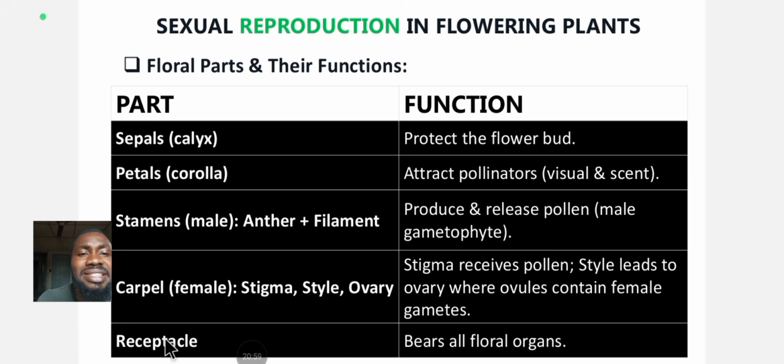All right. The final one we have here is the receptacle. And the receptacle, what does it contain? The receptacle bears all the floral organs. It holds them. It will be like a bowl. It carries all other floral parts of the flower. That's its function.